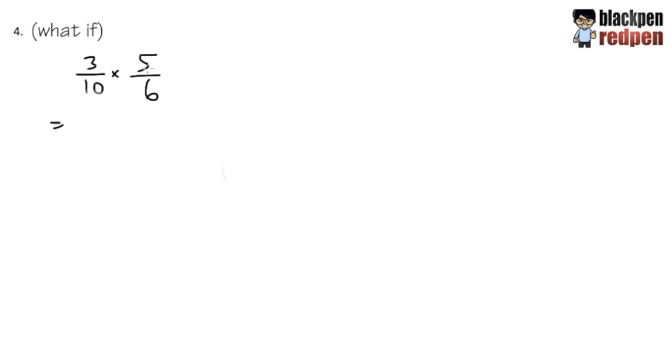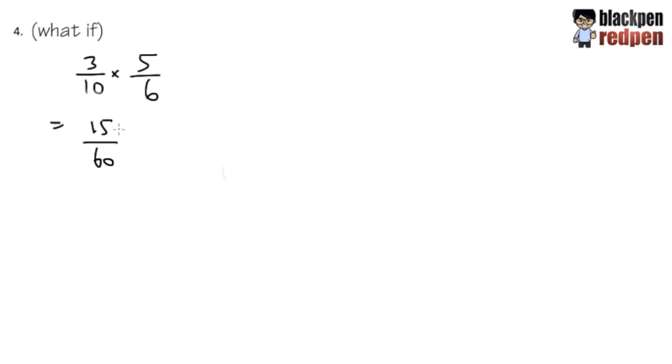The first thing that we do is 3 times 5, and that will give us 15. And that's over 10 times 6, which will give us 60. But this is not the answer yet, because we have to check if this is reducible or not. We have to think about a number that goes into 15 and the same number goes into 60. Do not use 1 though, because 1 will always work, but 1 can never reduce a number.